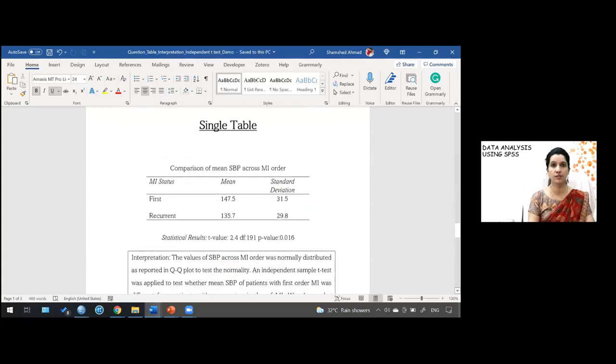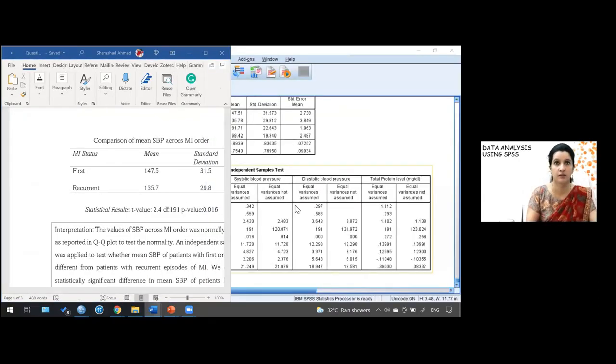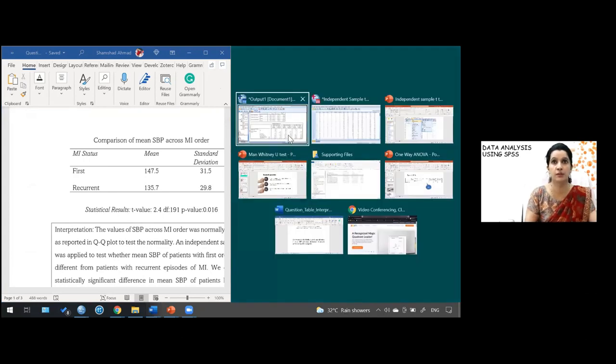So this is a single table. If I have to make the single mean table, it starts with a table number, a title of the table, and the sample size, which is missing. The table number is also missing, but you put it when you are interpreting a table. This MI status, first and recurrent, you can see this is the mean and this is the standard deviation. And this is a T value. This T value I have taken from this. Just a sec, I'll show you both in a single window.